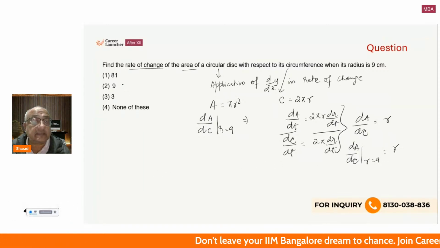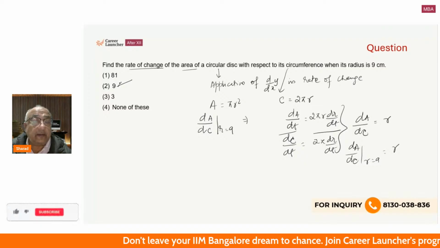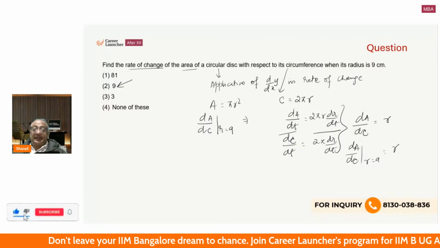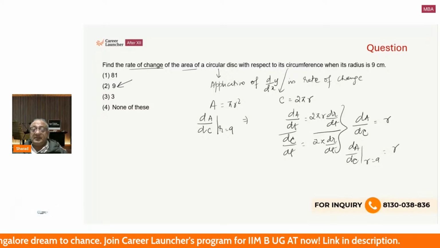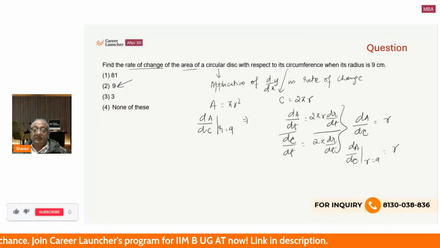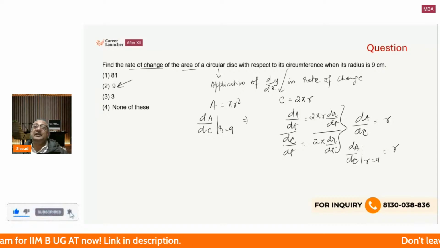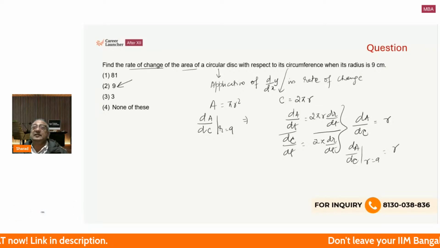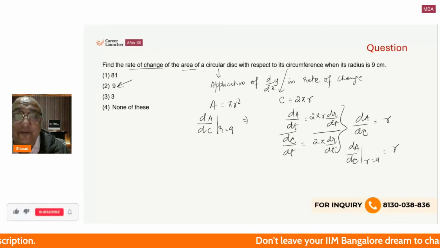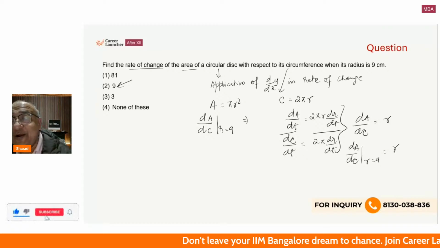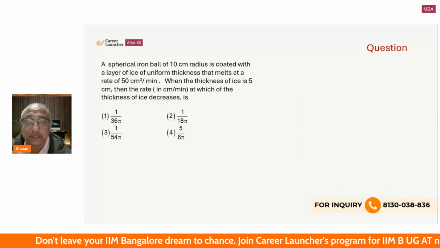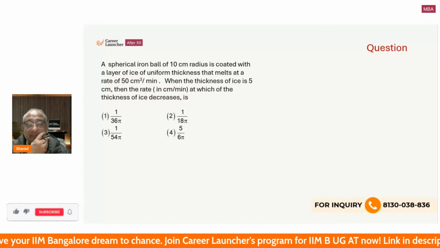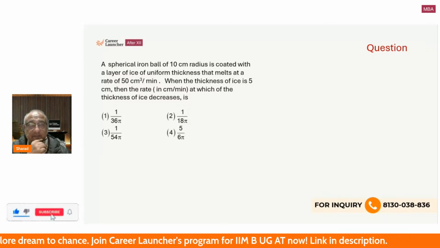So when radius is 9, this is getting changed at 9 centimeter per second. Why centimeter per second? Why centimeter? 9 centimeter, no seconds. Why? Because second has got cancelled and it is area with respect to circumference. So this is rate of change concept. Let us now do this question also. This is also rate of change.